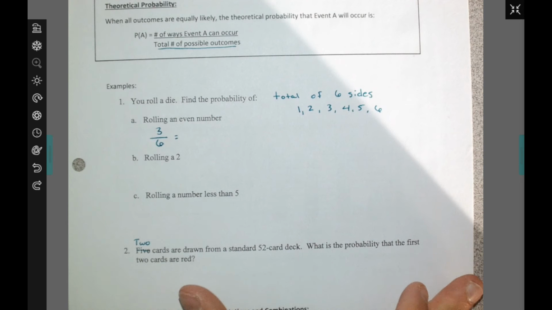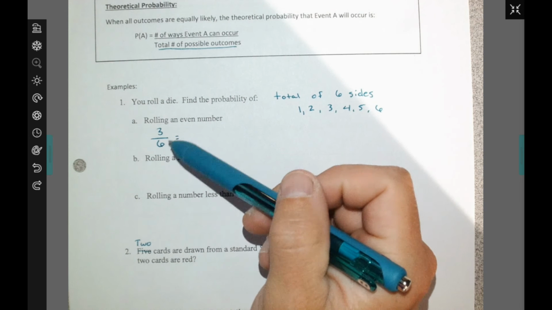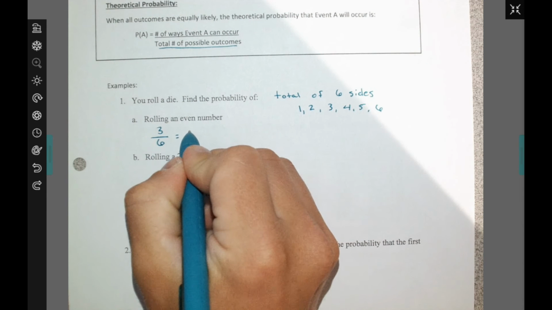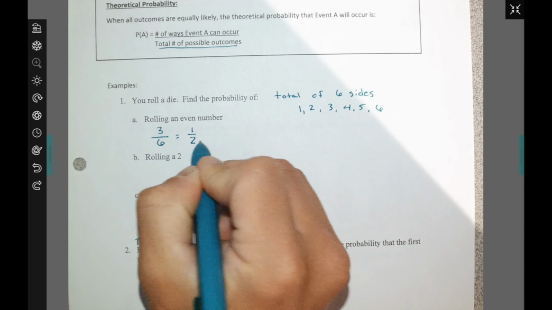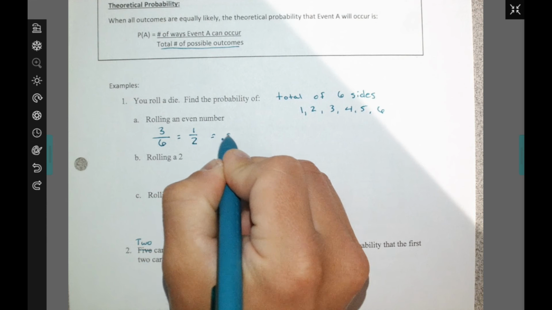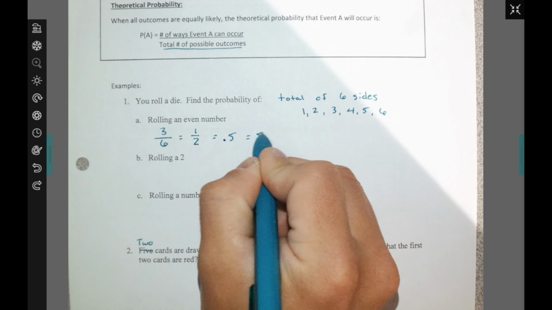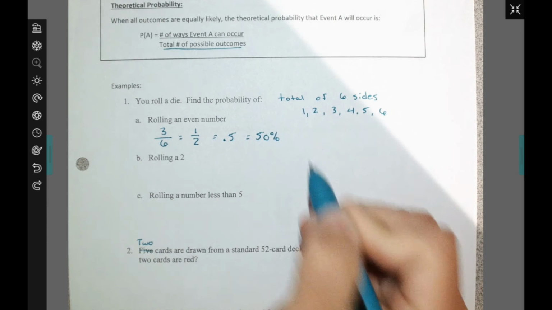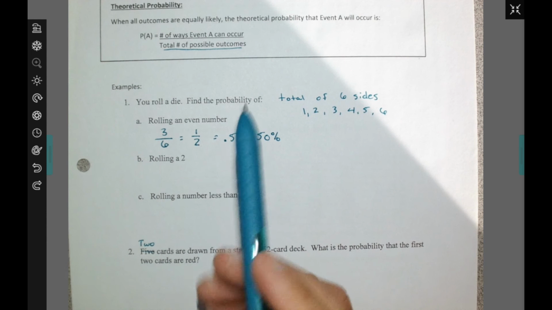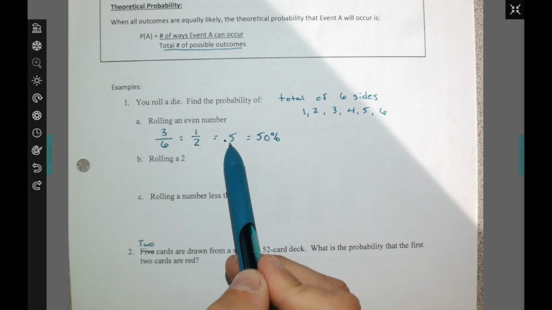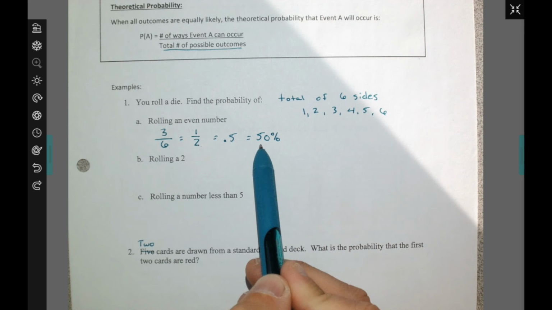You're not going to leave it like this. You can't leave it 3 over 6. You have to simplify. We can write this as a half, as a decimal 0.5, or 50%. Any of these will be accepted. So we can go fraction, simplified fraction, decimal, or percent.